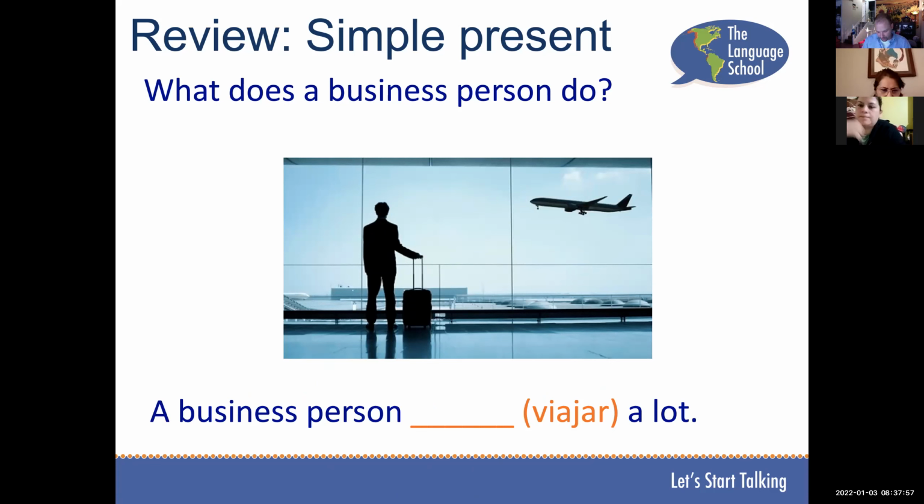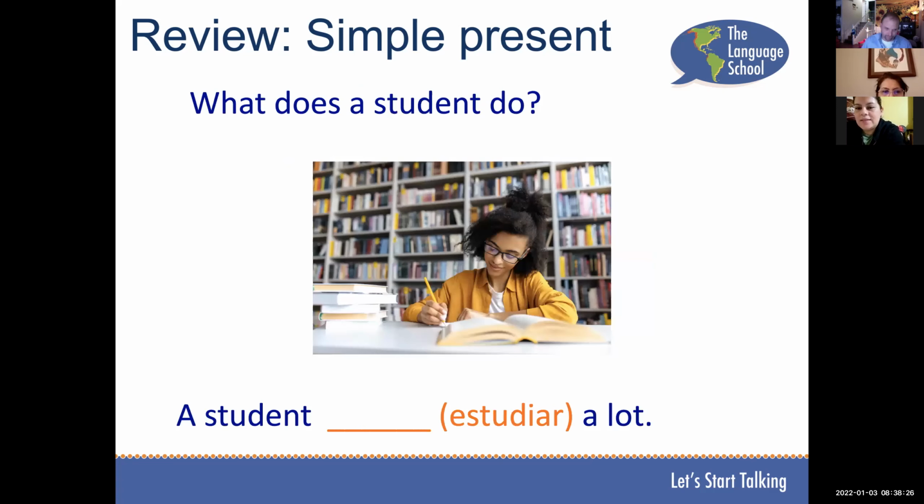What does a business person do? A business person travel a lot. Te falta algo. Travels a lot. No se olviden de la S. Mira, cada cosa aquí es igual. Se agrega S. A business person travels a lot. Do you travel a lot? No, I do not travel a lot.